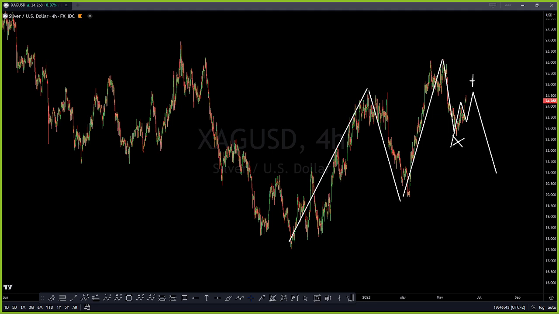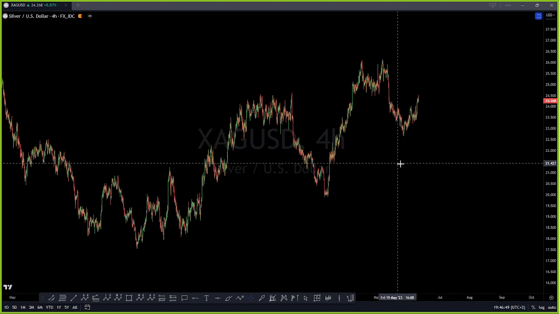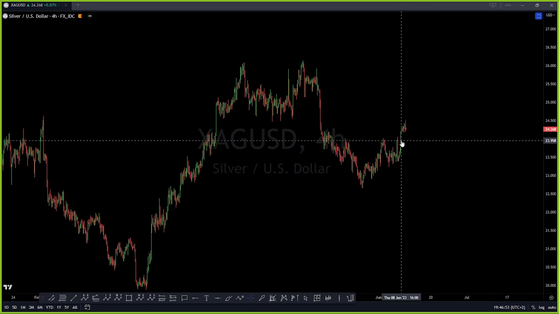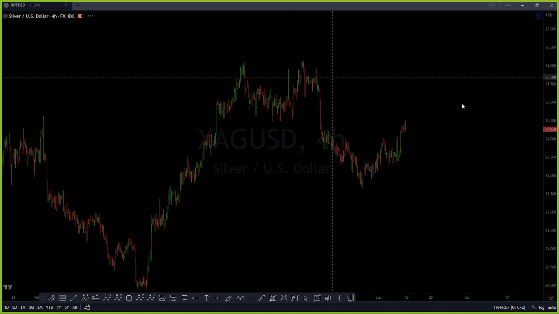Then this being your A, your wave B here, this being our wave C, then we start to see that move to the upside. That's only if we see that on gold, then that's when we can expect to see that structure as well on silver. But for now, I favor that we still see more bullish move to the upside on silver.